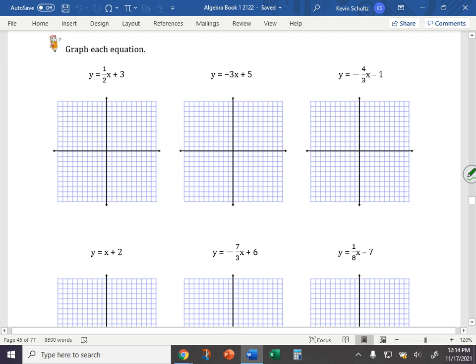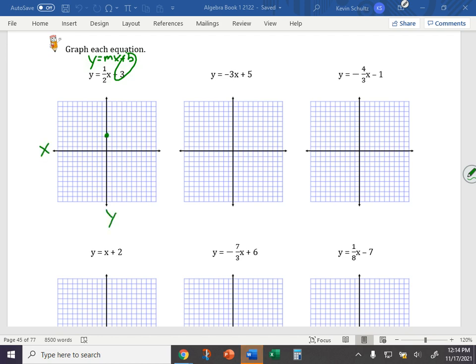Graph each equation, y equals 1/2 x plus 3. It might be helpful to write slope-intercept form above it, just to make sure you're getting things in the right spot here. So where we begin is with that b variable, right? That +3. We're going to put a point at +3. If you need to label your x and your y axis, do it. That first point has to be on that vertical axis. It's called the y-intercept because it's on the y-axis.